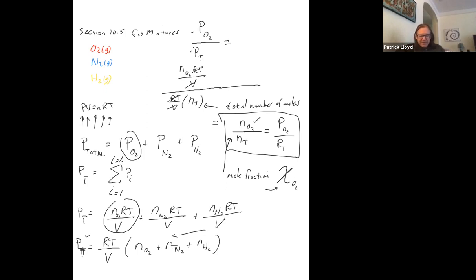We can expand this and say, look, the mole fraction of N2 would just be the moles of N2 over the total number of moles. And the mole fraction of H2 would just be the number of moles of H2 over the total number of moles. Again, this is for a mixture. So mole fraction is that X, it's a ratio. It's also a form of concentration. How concentrated is the O2 relative to all the gases? How concentrated is the N2 relative to all the gases? So let me show you an example using this.